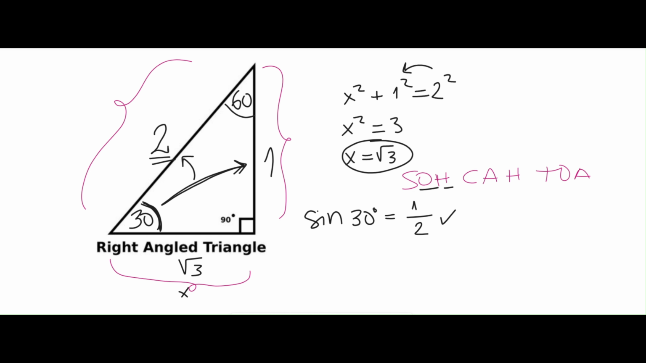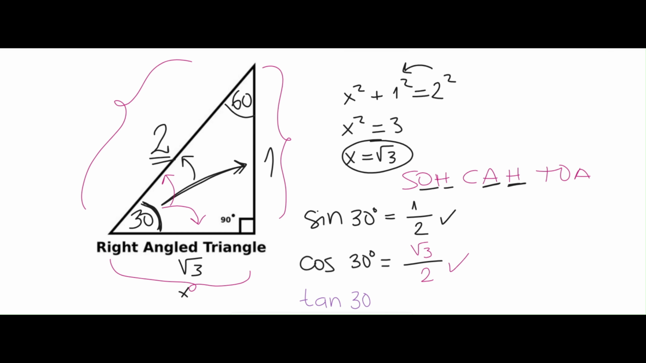And then we have cosine of 30 degrees. We do the same thing again, but this time adjacent over hypotenuse. Adjacent to 30 degrees is radical 3 over hypotenuse, which is 2. That's it. Now let's do tangent.